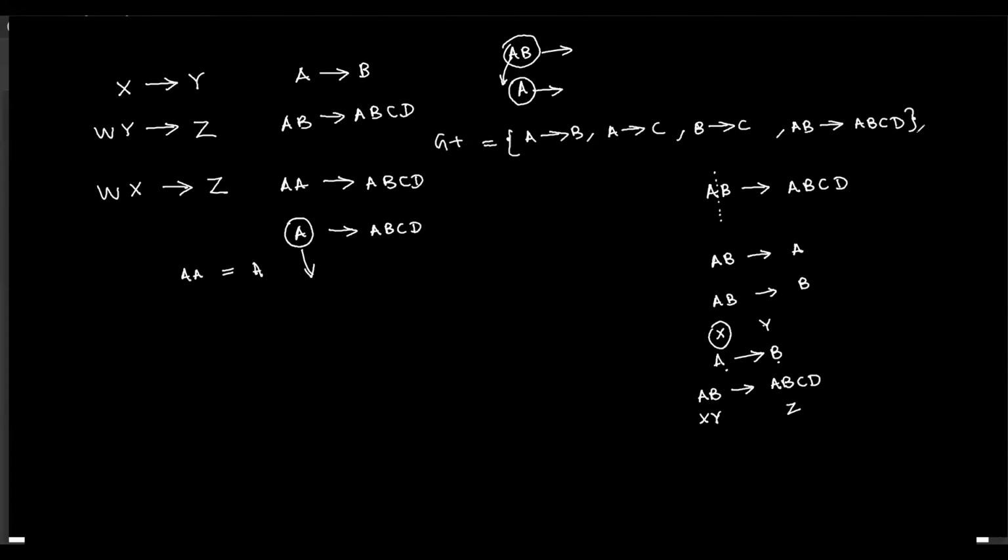So here I can add another one. I can't just close the closure. I can also add another one that says A functionally determines ABC. So keep that in mind when you're doing questions.